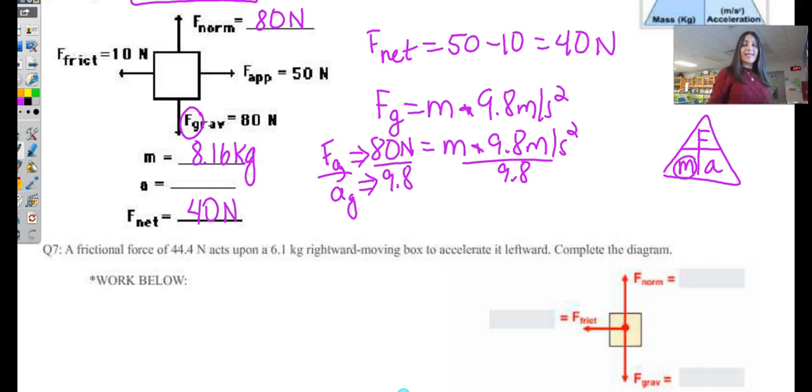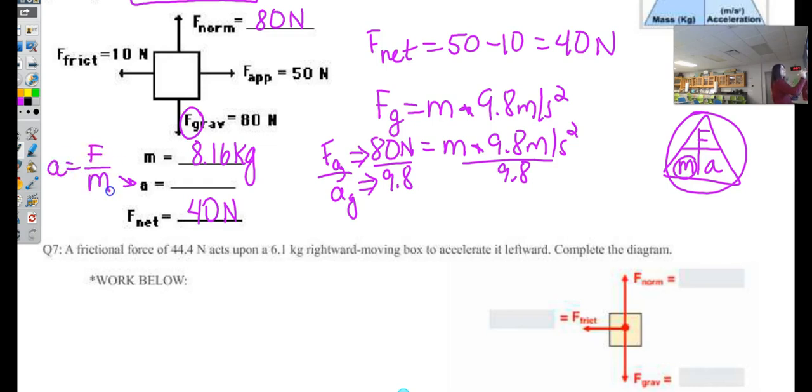Okay, last thing. I need the A, the acceleration. They didn't tell me anything about the acceleration, but once you know any two from your triangle, if you know two of the variables, you can always figure out the third. So to figure out my A, again, I'm going to use my triangle, and I know that A is equal to F over M. But it has to be this F, and it has to be this mass. Well, the mass is always the same, but the force could be different.